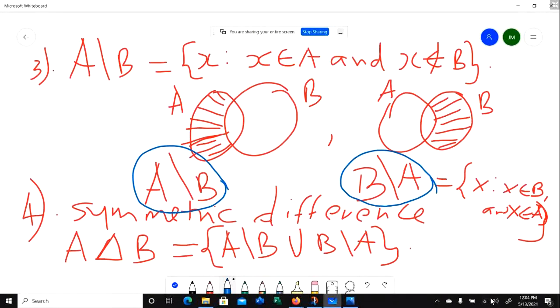So you will have this set comprising elements X such that X belongs to the set difference of A and B, or X belongs to the set difference of B and A.